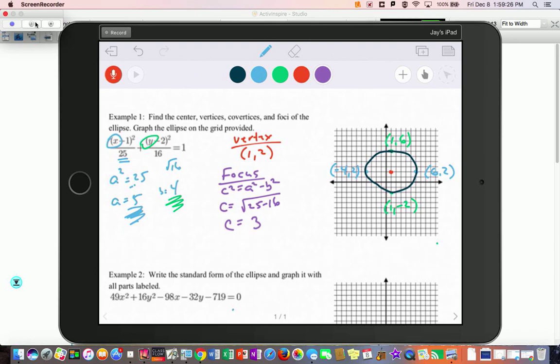So I'm going to go to the right 3, 1, 2, 3, and put a focus, and the left 3, 1, 2, 3, and put a focus. Now this one would be negative 2, 2, and this one would be 4, 2. You just add to the x value of the center because you're going right or left.